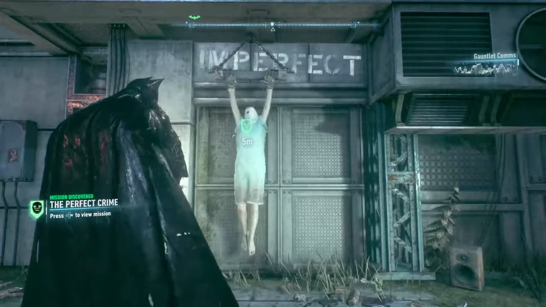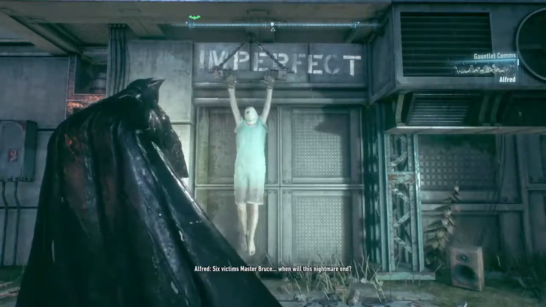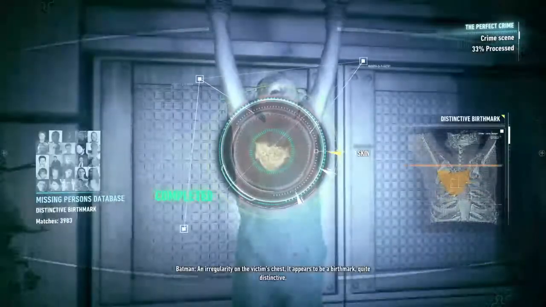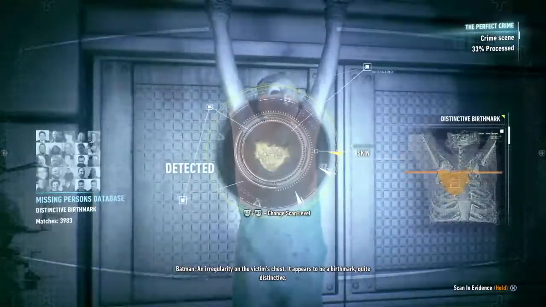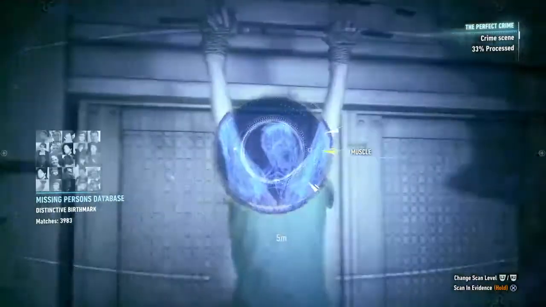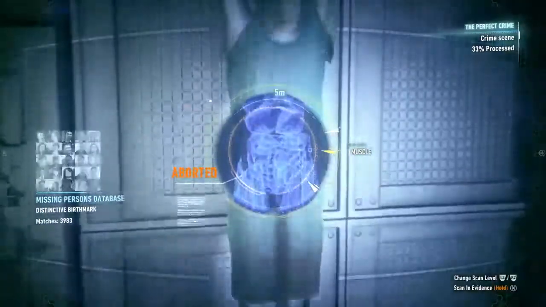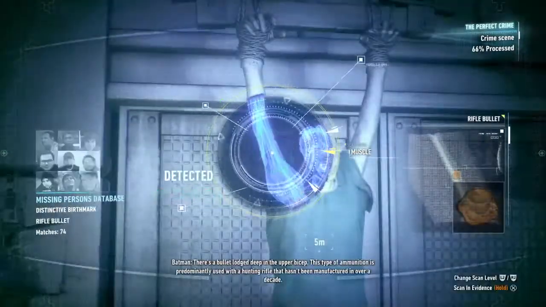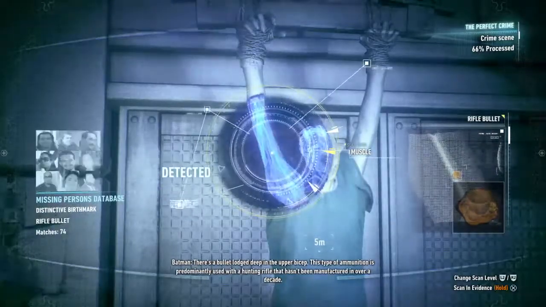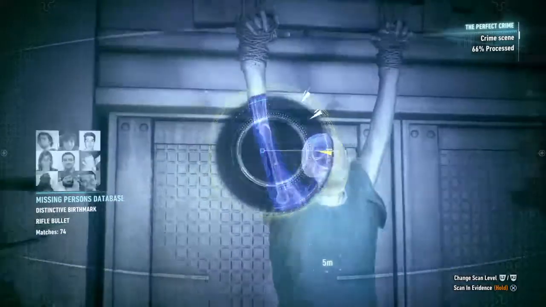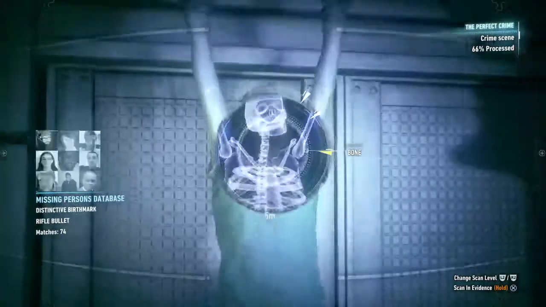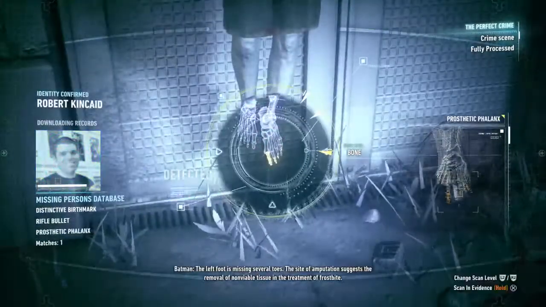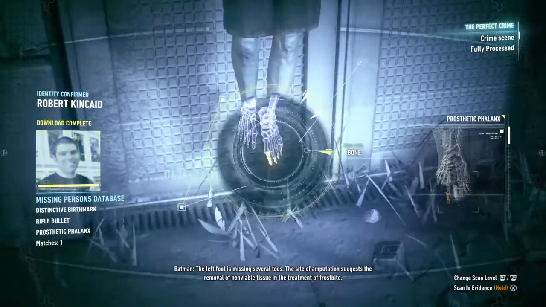Alfred, I've discovered another body. 6 victims, Master Bruce. When will this nightmare end? An irregularity on the victim's chest. It appears to be a birthmark, quite distinctive. There's a bullet lodged deep in the upper bicep. This type of ammunition is predominantly used with a hunting rifle that hasn't been manufactured in over a decade. The left foot is missing several toes. The site of amputation suggests the removal of non-viable tissue in the treatment of frostbite.